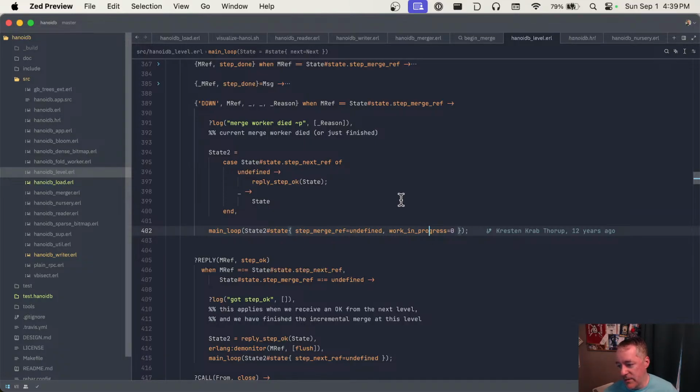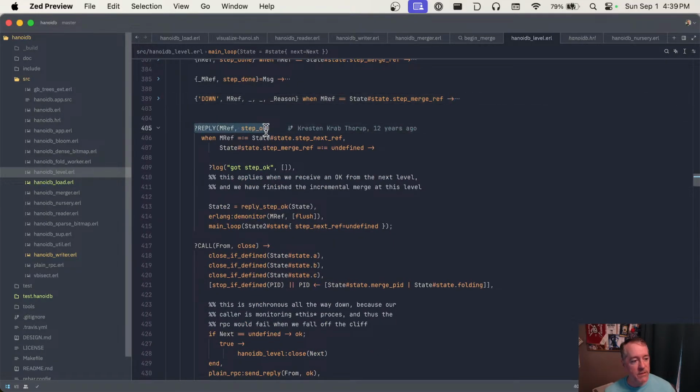Yeah, so the biggest level is the one that sent the reply. Yes. Okay, so this one is like, we got a reply, and that reply was step okay. This came from a deeper level, a bigger level. And then we're expecting this to be the reference that we got out of that call. And okay, and then our merge process should have finished.